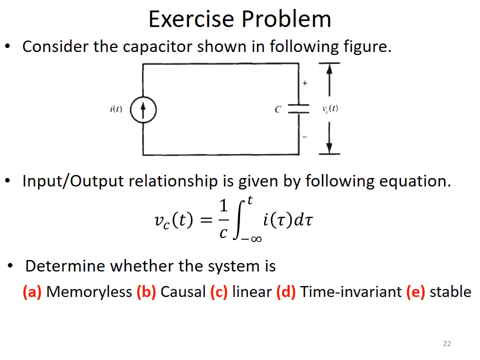Now in this exercise problem we have a capacitor connected to a current source. The current source has value I of t, the capacitance of the capacitor is C, and the voltage drop across the capacitor is Vc of t. The input output relationship of the capacitor is given by this equation, Vc of t equal to 1 upon C times the integral of current from minus infinity to t. We have to determine whether this given system is memoryless or has memory, whether it is causal or non-causal, whether it is linear or non-linear, whether it is time invariant or time variant, and whether it is stable or unstable.